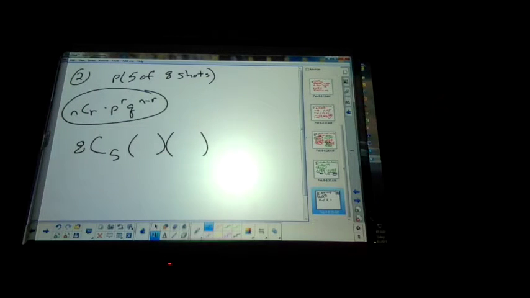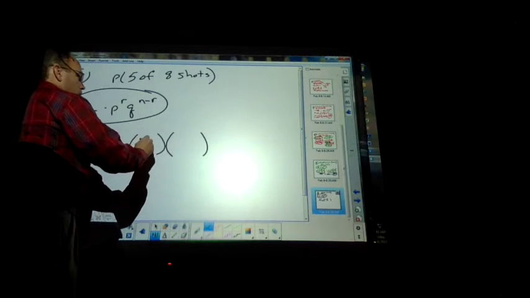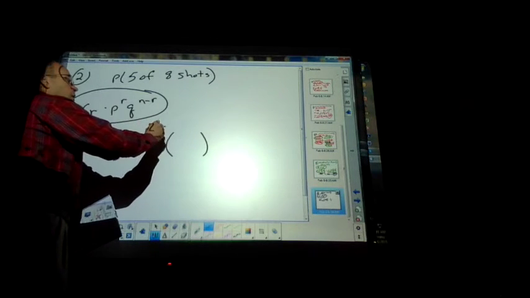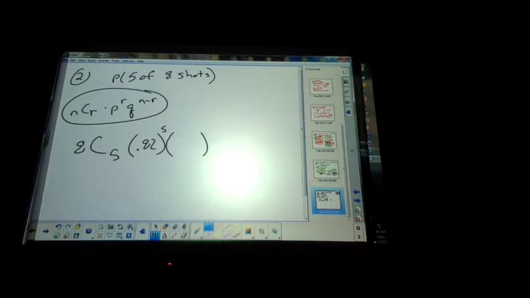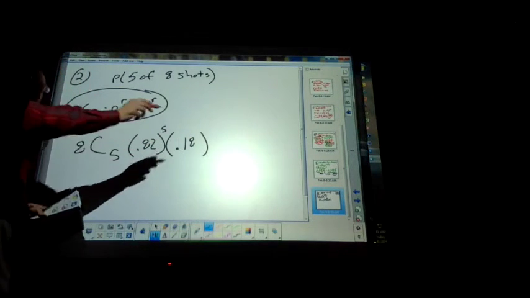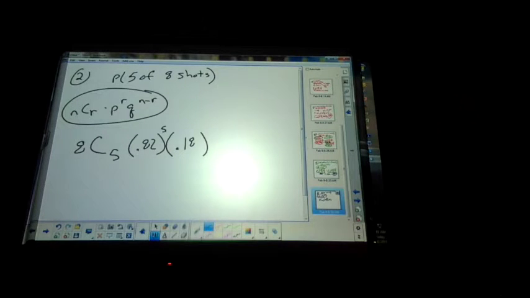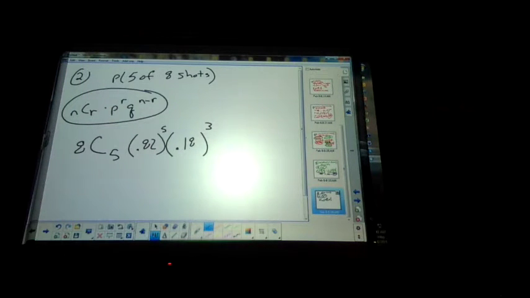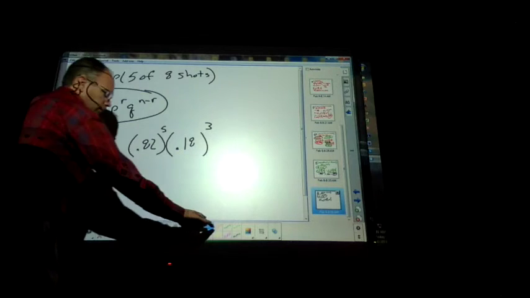What is the probability this person makes the shots? 0.82. What is this going to be raised to? The 5th. What's the probability of not making the shot? 0.18. 0.82 plus 0.18 is 1.0, right? What am I going to raise 0.18 to? The 3rd. Okay, 8 choose 5. Calculator time.